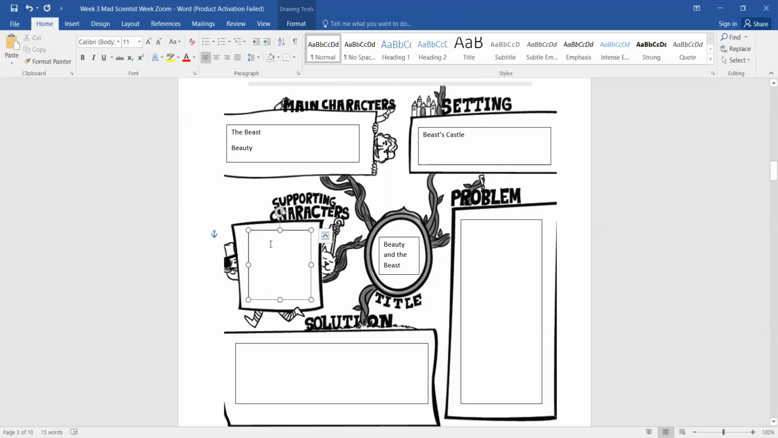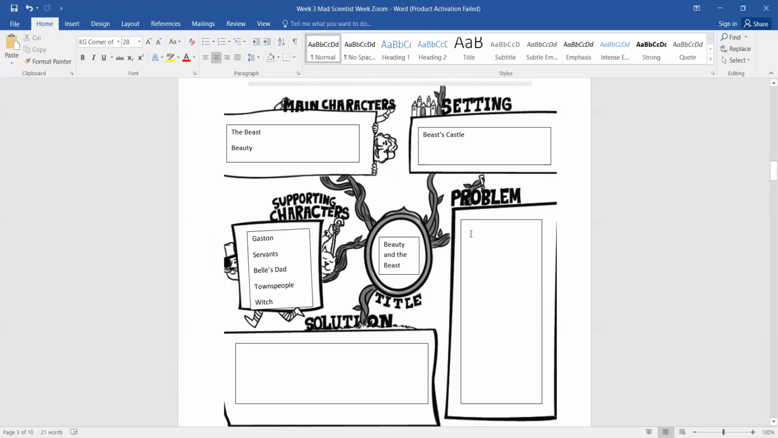Supporting characters, there's so many. We have Gaston, the bad guy. We have all the servants. There's so many of them. We have Belle's dad. Who else do we have? And then the townspeople. But for the most part, oh yes, and then the witch from the beginning, who cursed him in the first place.